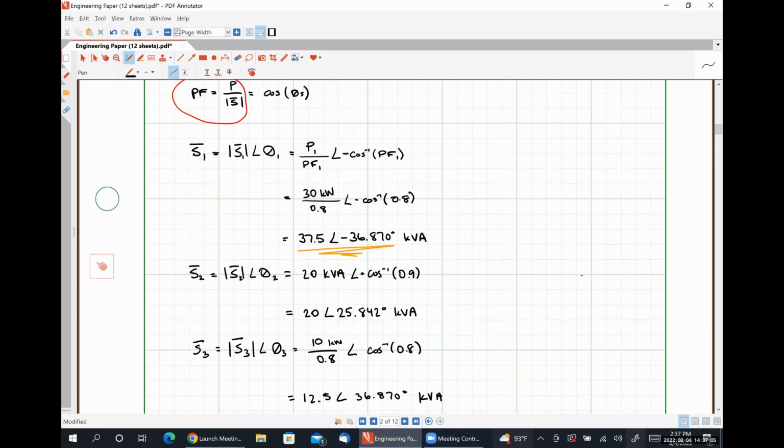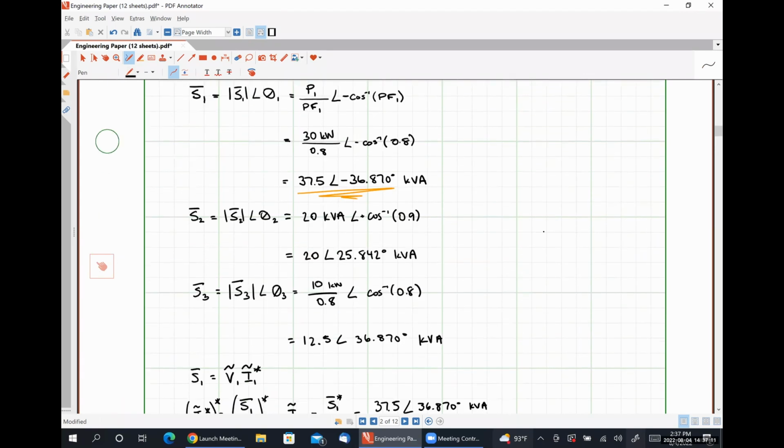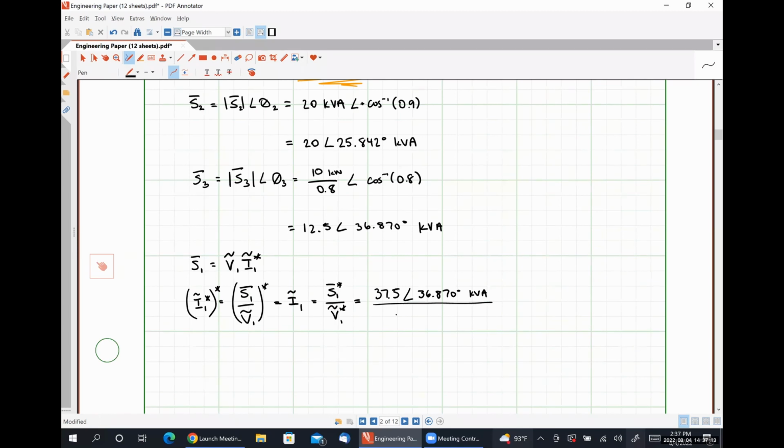And then I'm going to scroll up here. So my voltage is 480 angle 0 degrees. The conjugate of that is going to be 480 angle, and I'm going to put -0 degrees here, even though 0 and -0 are the same thing, just as a reminder that anytime I see the conjugate operation, I need to change the sign on the phase angle of my complex number.